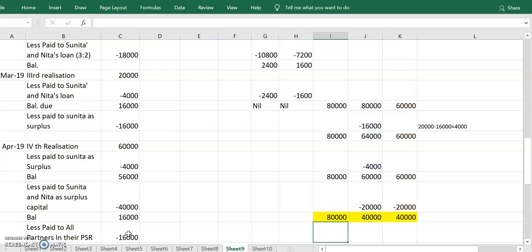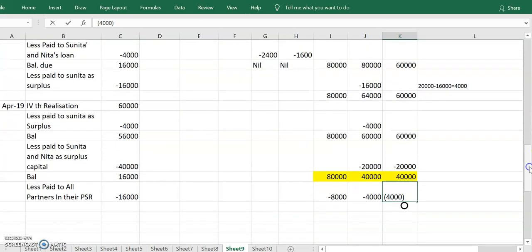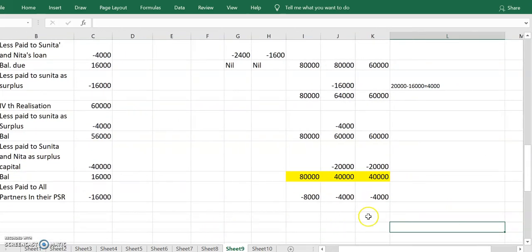So whatever their profit sharing ratio, 2:1:1, that is, 16,000 divided by 4, into 2, gives 8,000 for Anita, 4,000 for Sunita, and 4,000 for Nita. You can say whatever the payment after this calculation, or after the payment of all surplus, will be in their profit sharing ratio.